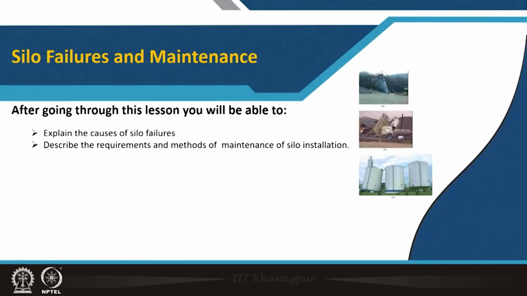Our objective here is, of course, not to design things, but to explain the causes of silo failures and describe the requirements and methods of maintenance of silo installations. As you can see in these figures, the silo crown is lying somewhere, and the whole silo tower has collapsed. You can see here a silo getting bent, its stability getting affected, and instability has come in.